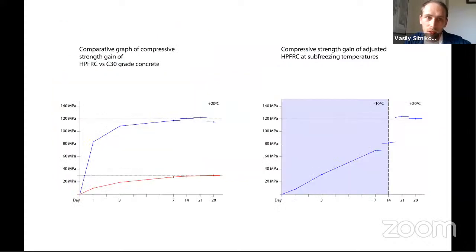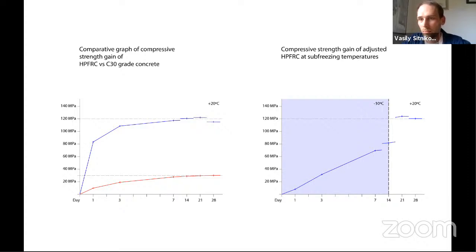After I mapped out the general scope of materials that are interesting to study, I conducted more precise tests, within the format of concrete material science testing. On the left, you see the blue line, which represents the hardening of HPFRC, high performance fiber reinforced concrete, under normal conditions at +20. And it's much higher than the red line, which represents the C30 concrete, right? So you can see the difference, how fast it gains strength in the first days.